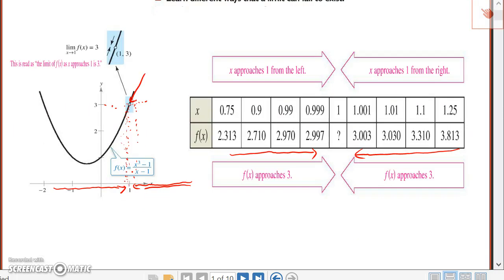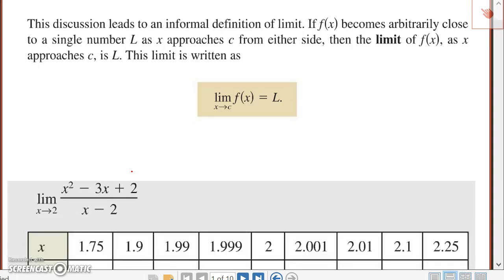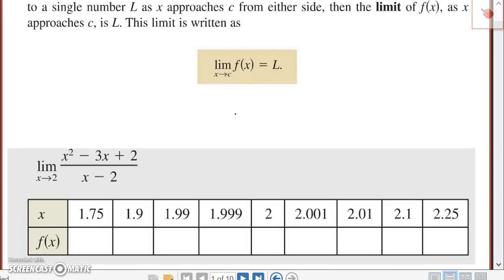So you can do this graphically or numerically, and you will see the limit notation written as such: the limit of a function as x approaches some number c. Capital L stands for the limit.